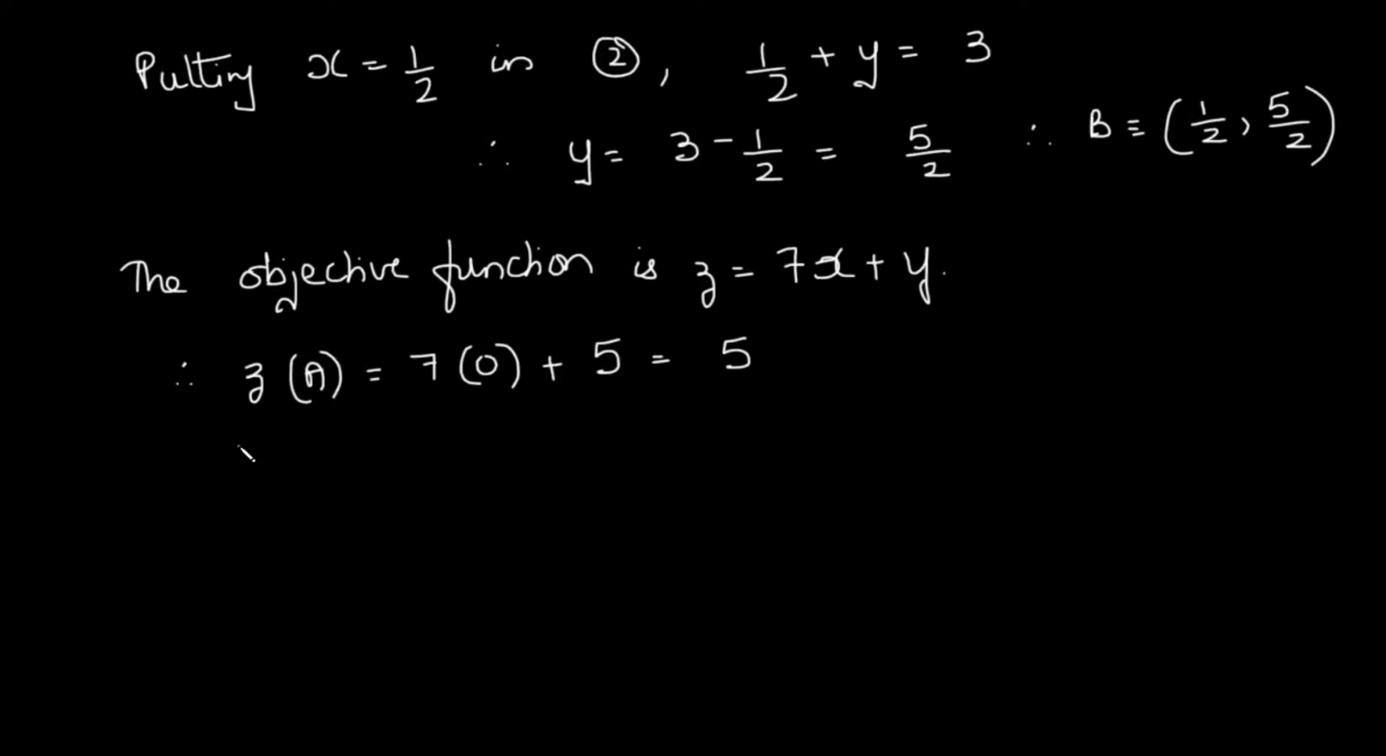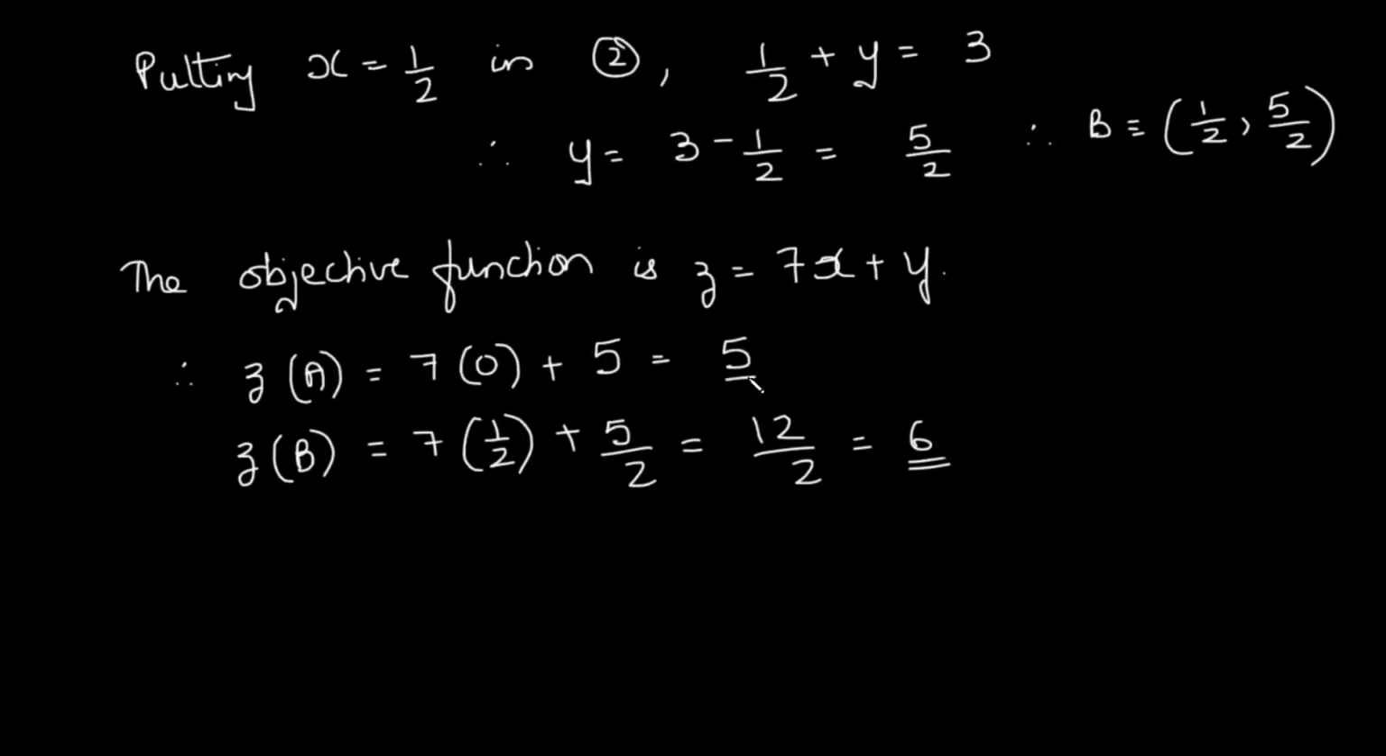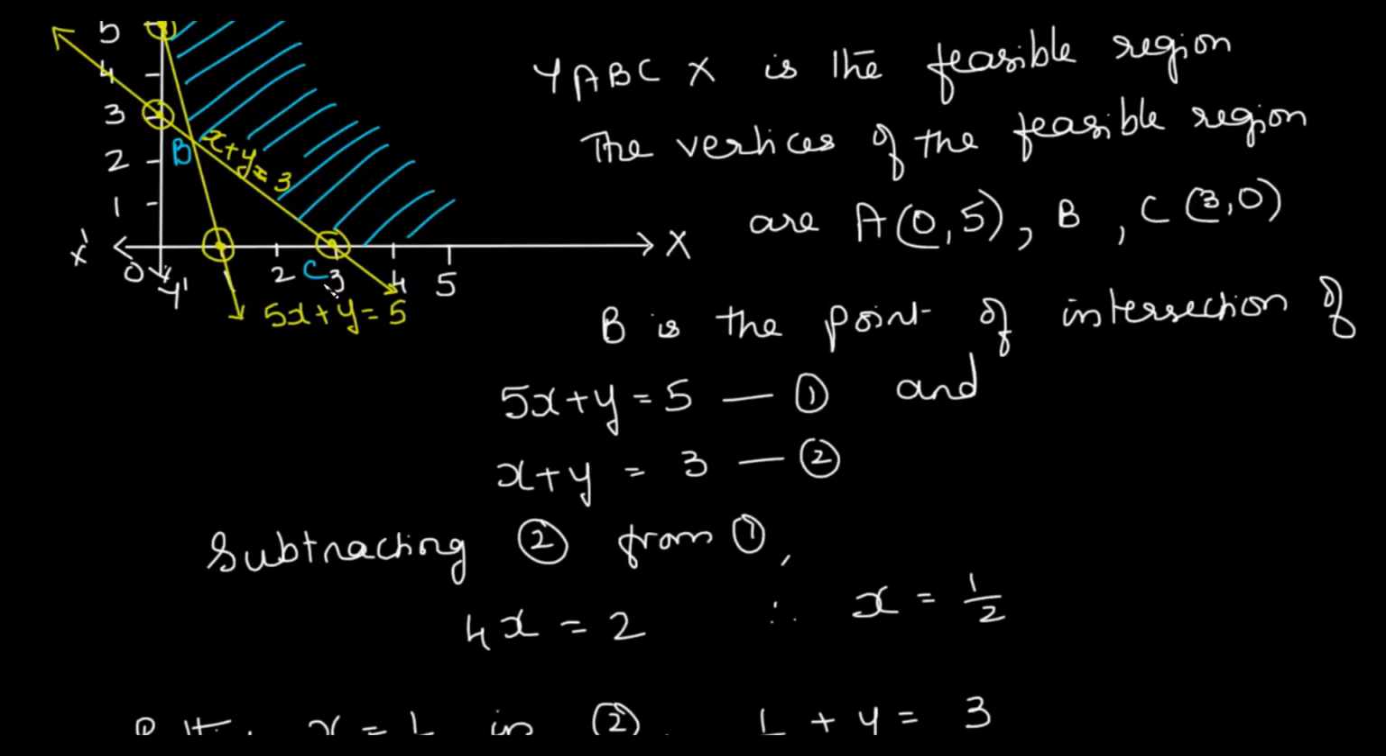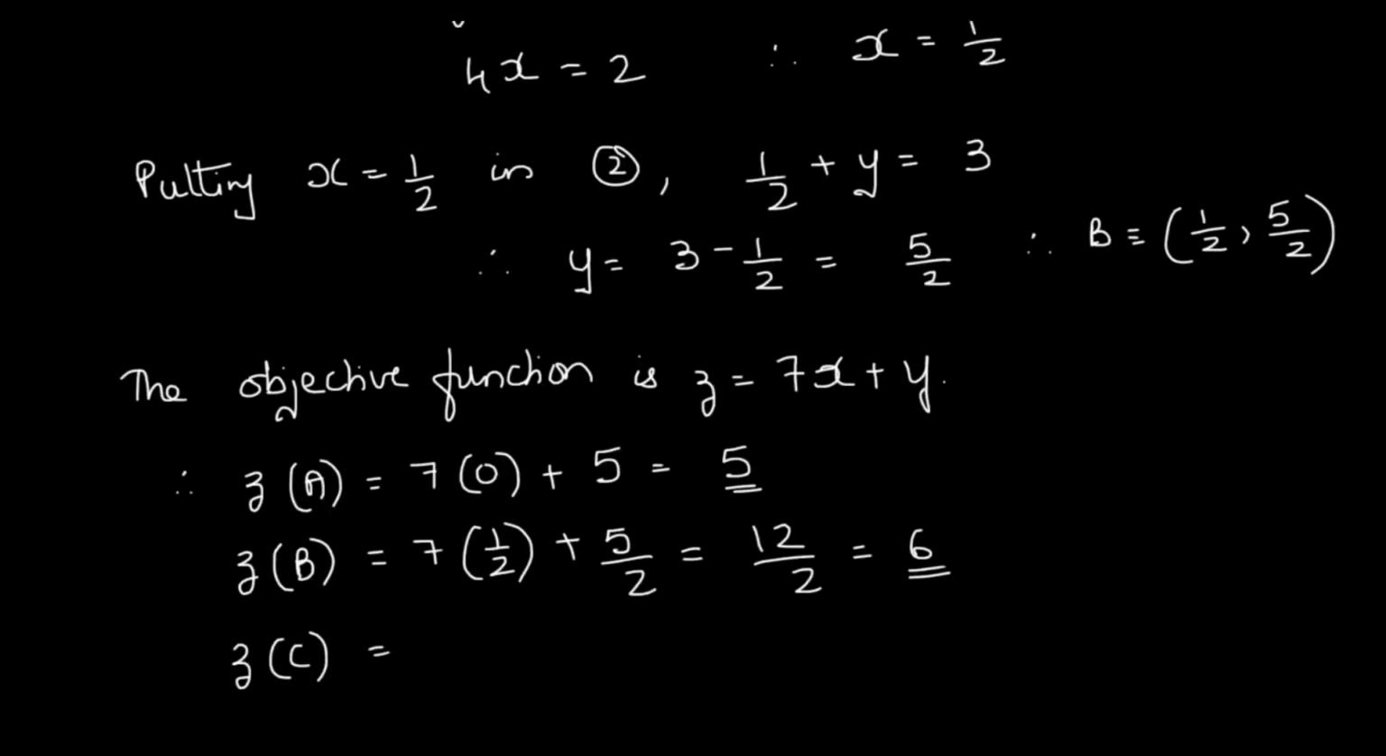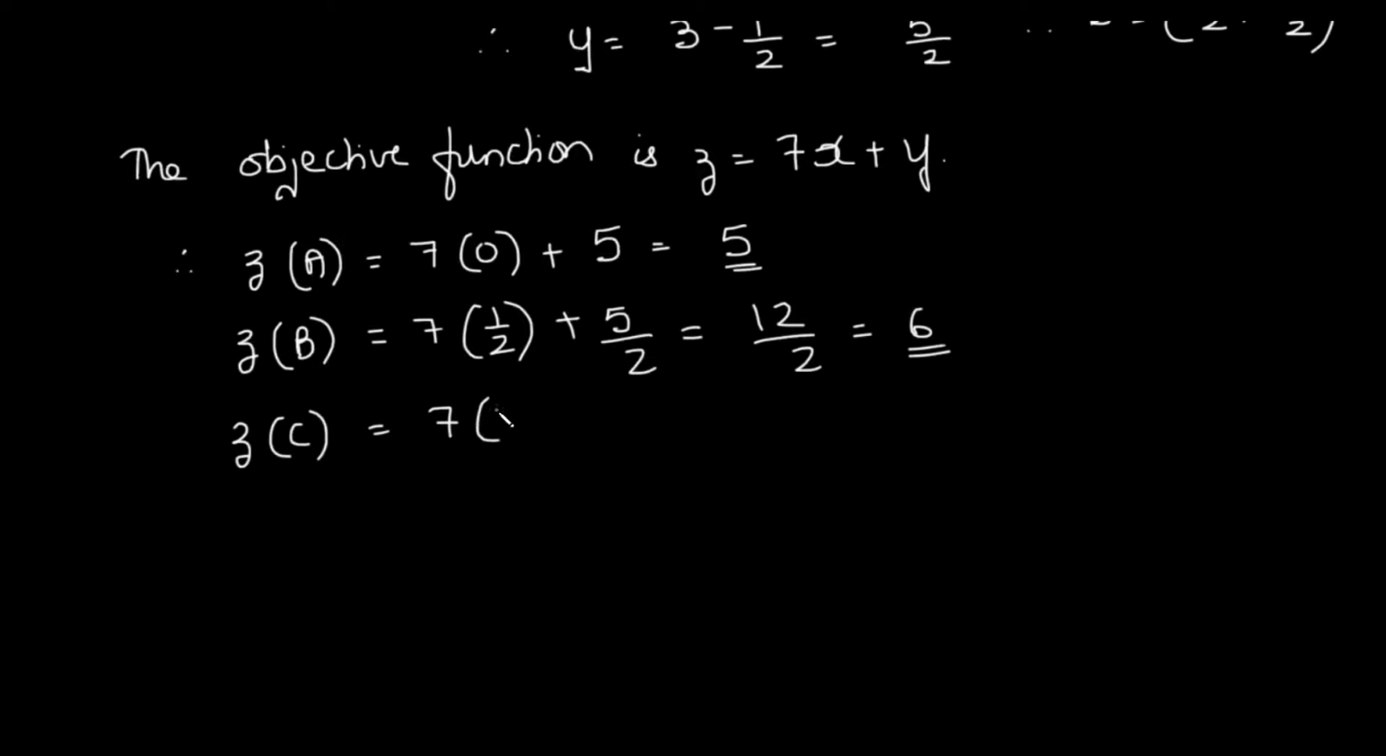Similarly, ZB, the coordinates of B, we know it is 1 upon 2 and 5 upon 2. So 7 into 1 upon 2 plus y, that is 5 upon 2. So 7 plus 5, it becomes 12 upon 2, which is 6. Then ZC, the coordinates of C are 3, 0, as we saw in the graph. We put this in this equation. So we get 7 into 3 plus 0, which is 21.